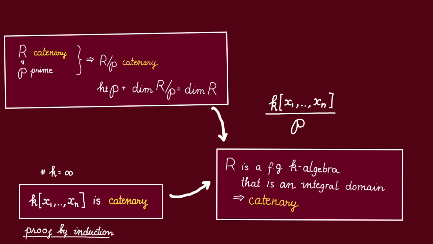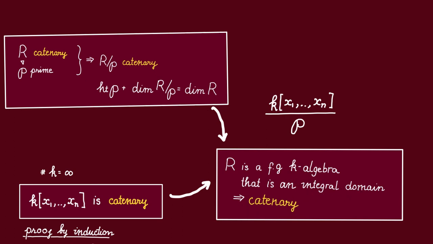The reason is because every finitely generated K-algebra is going to be a quotient of some polynomial ring by some ideal, and that finitely generated K-algebra is an integral domain if and only if the ideal that we are quotienting by is a prime ideal. So if we can show that any polynomial ring is catenary, and the quotient of any catenary ring by a prime ideal is also catenary, then any finitely generated K-algebra that is an integral domain must also be catenary.